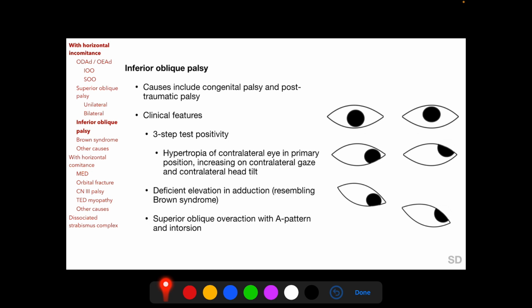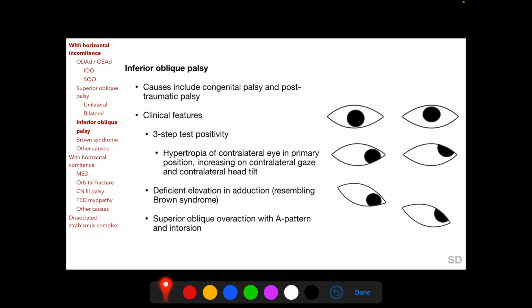Being the main elevator of the eye in adduction, there will be deficient elevation of the affected eye in adduction, resembling Brown syndrome, and we will be discussing how to differentiate inferior oblique palsy from Brown syndrome when we discuss Brown syndrome. Secondary superior oblique overaction can occur in a patient with inferior oblique palsy, demonstrating a V pattern and intorsion of the eyes.